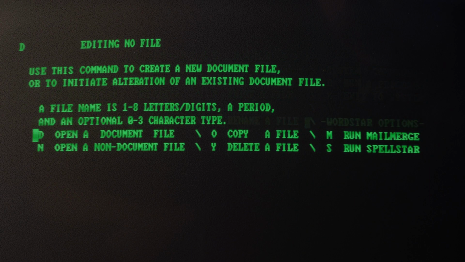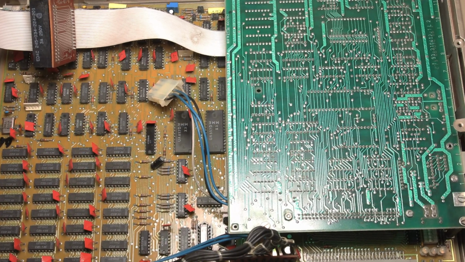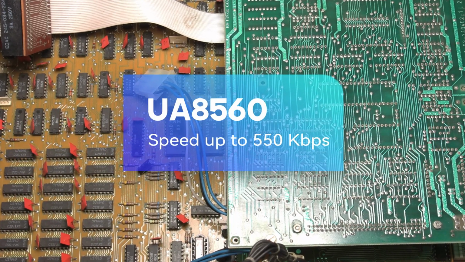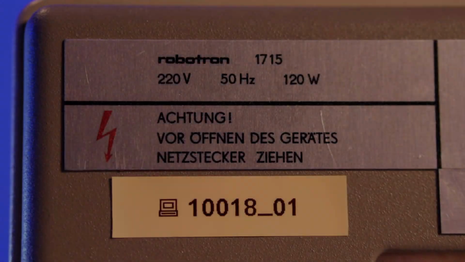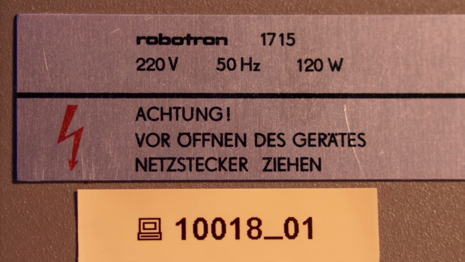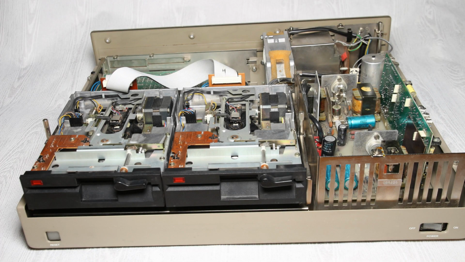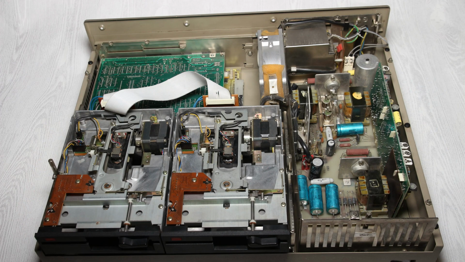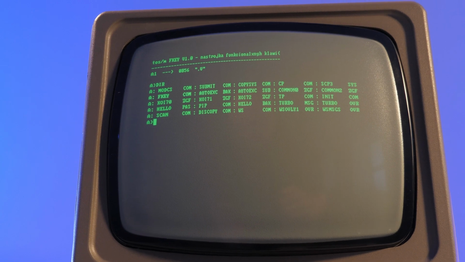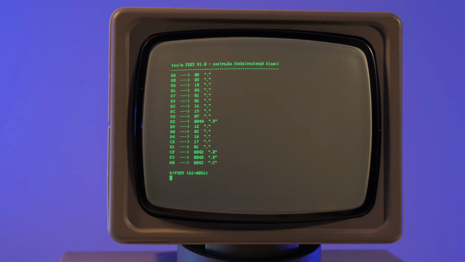The operating systems were redesigned for the new hardware. The serial interface is implemented by the UA8560 programmable controller with a speed of up to 550 kilobit per second. The UA858 chip allows direct data transfer between different memory areas and peripherals without a CPU. There are also two UA857 timers with four programmable communication channels. Robotron 1715V can load character sets via software commands, making it perfect for multilingual applications.